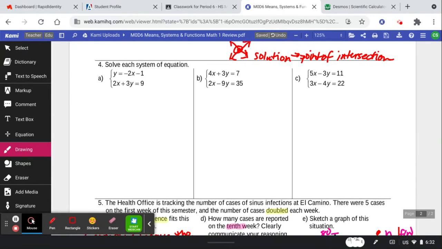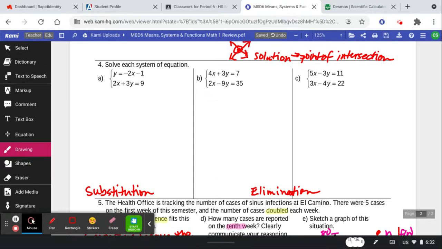What if we didn't want to graph them? We learned 2 other methods. The first method we learned was called substitution, which I'll demonstrate here in 4A. And then the other method, the third method, was called elimination. And for these 2 other ones, B and C, I'll demonstrate the elimination method.